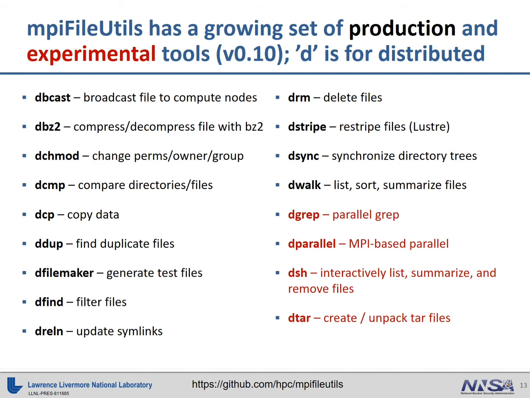Desync is like a parallel rsync. It's mainly used to synchronize a source and destination directory to make sure they have identical contents. Unlike rsync, it doesn't run across an internet connection. It's really only intended for a case where the file system is mounted, or multiple file systems are mounted, on the same cluster. And then finally, dwalk is a way to summarize a directory to see what contents are there. And it's also useful for sorting data in various ways.